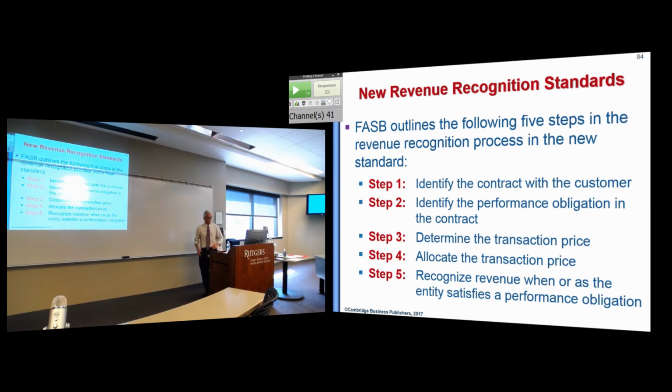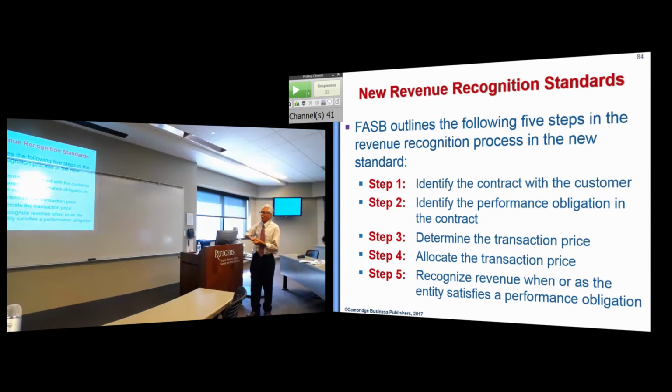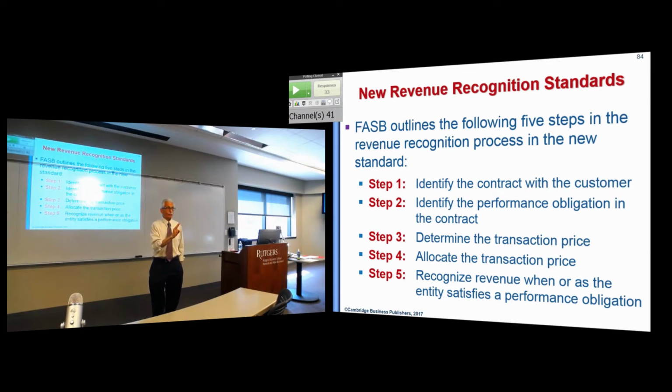Okay. So basically, what we did here is really, although the same result occurs under the old and the new standards, under the new standards, that's what you have to do. You have to identify a contract with the customer. So do we have a contract? Secondly, what are the performance obligations within that contract? So right now, I've got one contract. How many performance obligations do I have? 3. I got 1 to deliver software. Training is the second obligation. The third obligation is support.